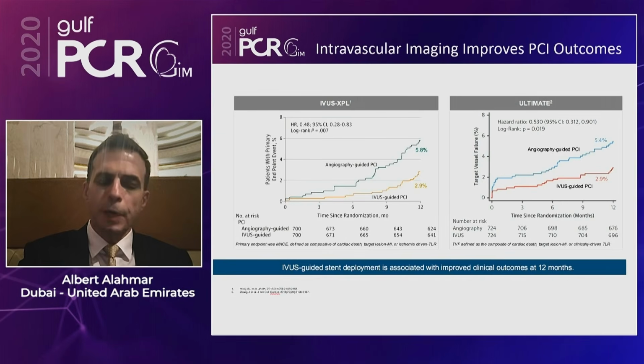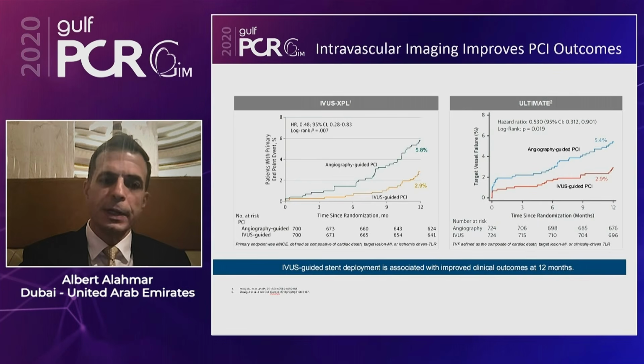We all know that intravascular imaging is crucial to improve our PCI outcomes. Again, this is a series related to 12-month outcome, and we're looking at clinical outcome in patients who received angioplasty guided by intravascular ultrasound and who did not. And you can see the difference between them, quite remarkable, really.